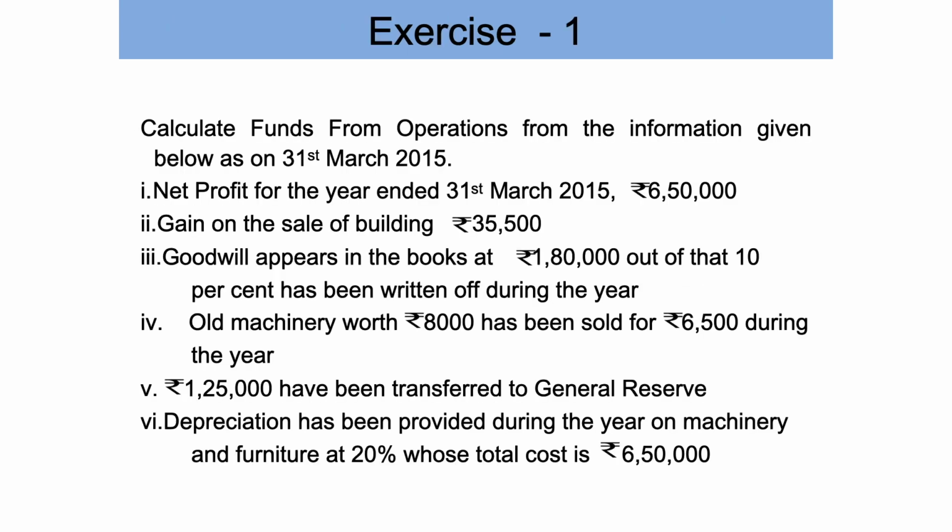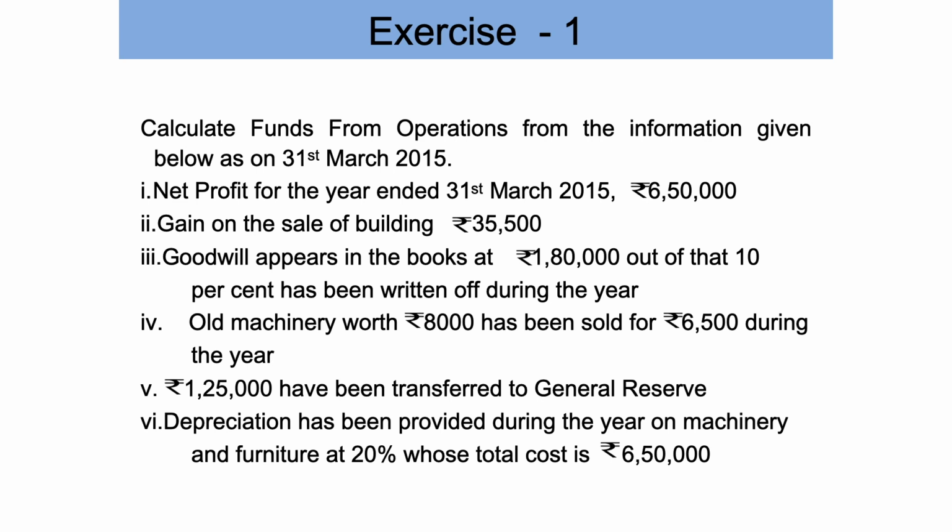With this given example, we are going to calculate funds from operations. Calculate funds from operations from the information given below as on 31st March 2015. Net profit for the year ended 31st March 2015, 6,50,000. This is the closing balance of profit that is to be posted in the debit side of adjusted profit and loss account.